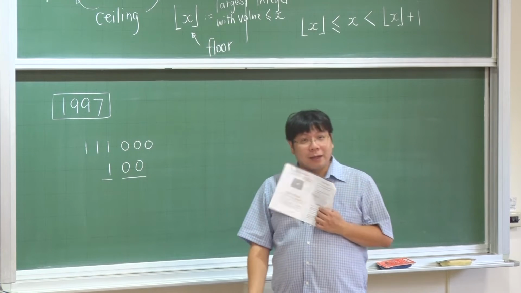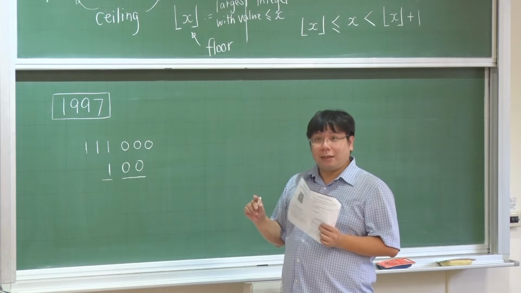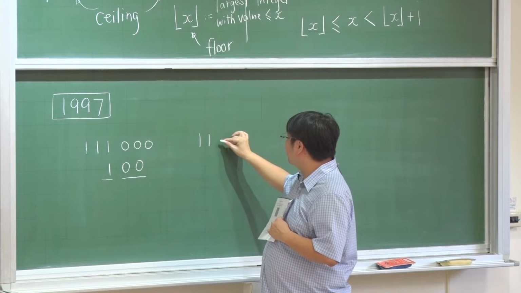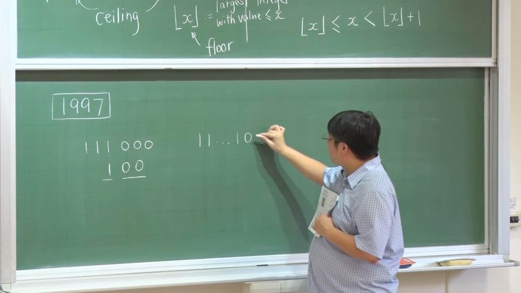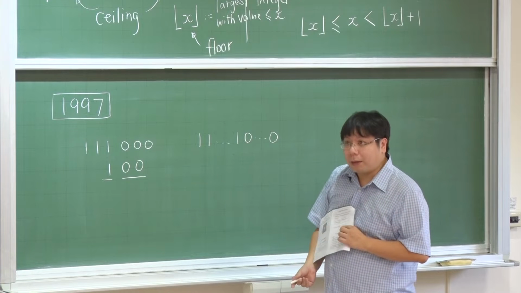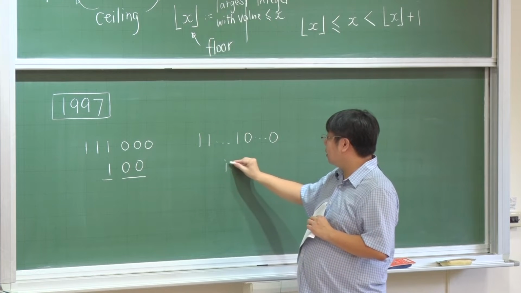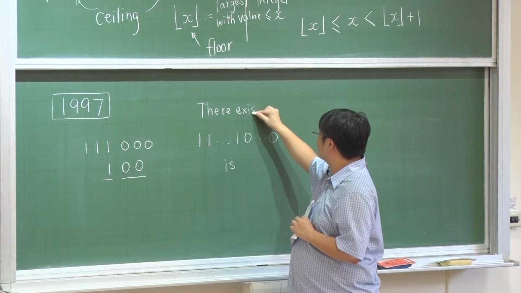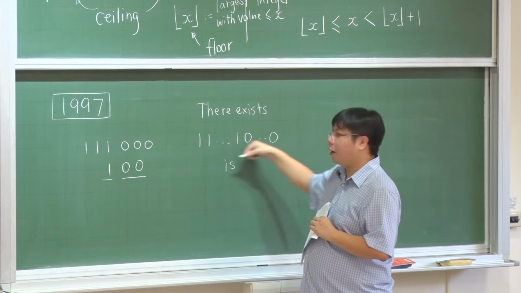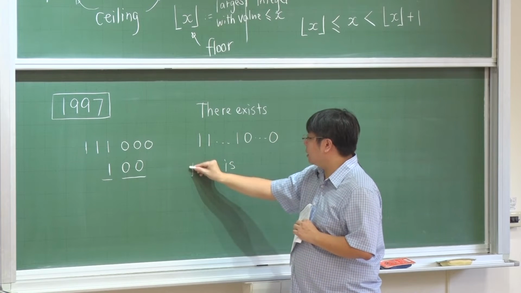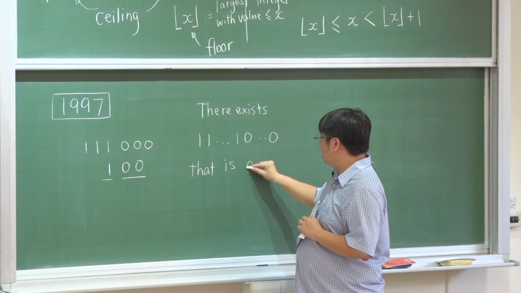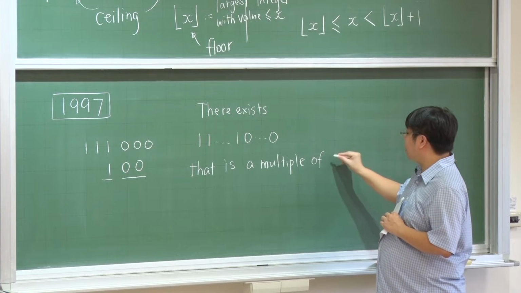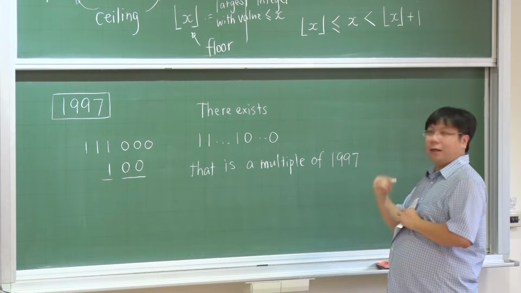Now, we want to show that among all these numbers that begin with a couple of 1s and end with a couple of zeros, at least one of them is a multiple of this special number, 1997.